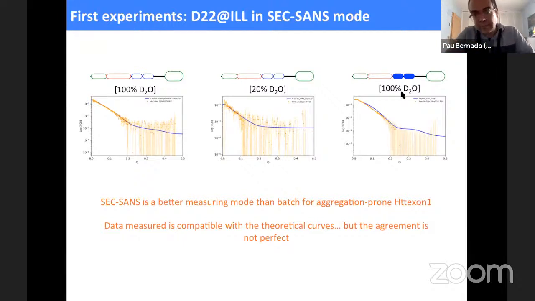But also, the fact that it's not perfect means that SANS provides additional information that is not encoded in the NMR ensemble. So there is room for improvement, and we think that SANS will be able to provide this information.